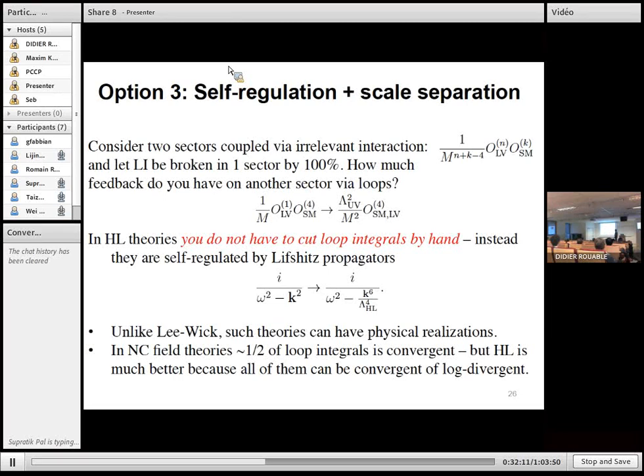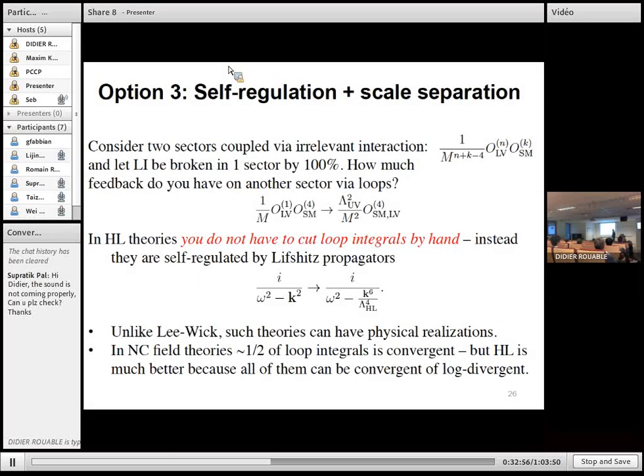And you would naively expect that if you put this in the loop, you will get the UV squared sensitivity divided by M squared times an operator of dimension 4 from the standard model. So that could be a very, very large correction, because this is effectively a correction to the speed of light. So if your UV scale and scale M are the same, you may as well find out that you have violations or non-universality in the speed of light, possibly at the percent level. So naive power counting goes against you.